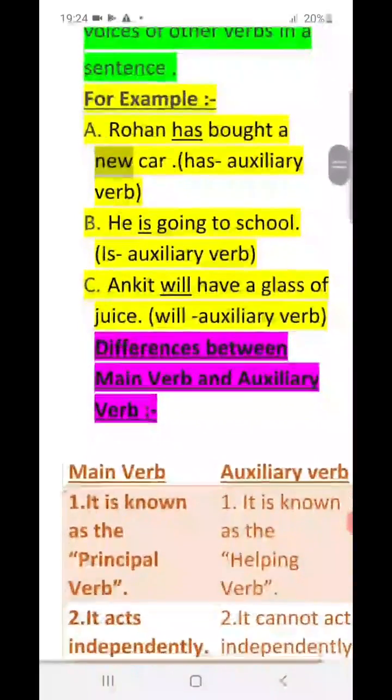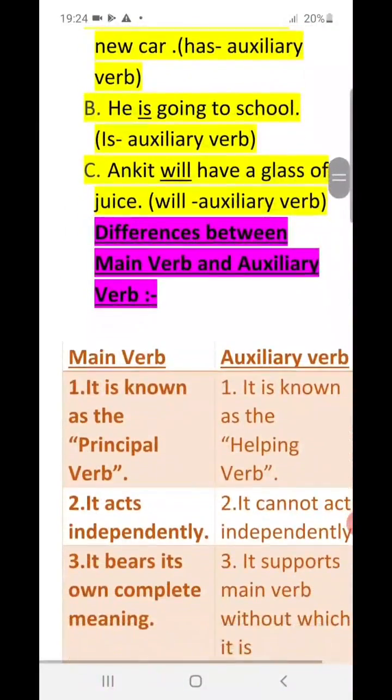Next, differences between main verb and auxiliary verb. Let us see.